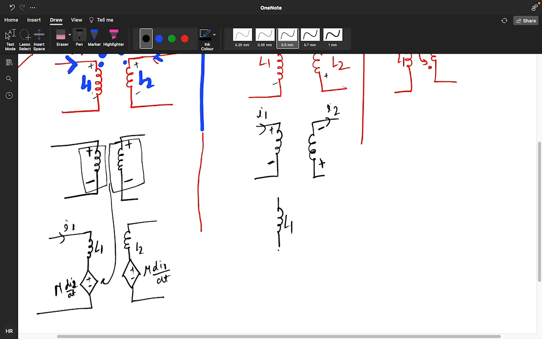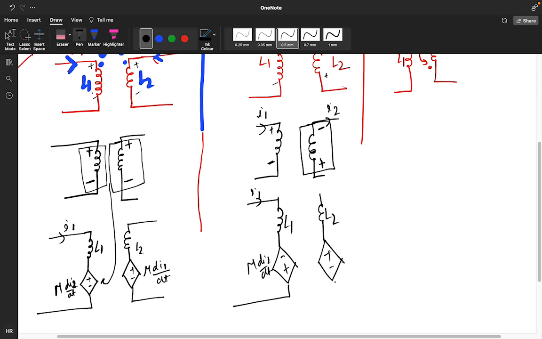You will make this as an L1. This is your I1 current. You will make this particular thing, and these directions you have to bring like this. So negative, positive, M di2 by dt. And this particular one is your L2, and positive negative you have to bring like this. So it will be positive negative M di1 by dt.